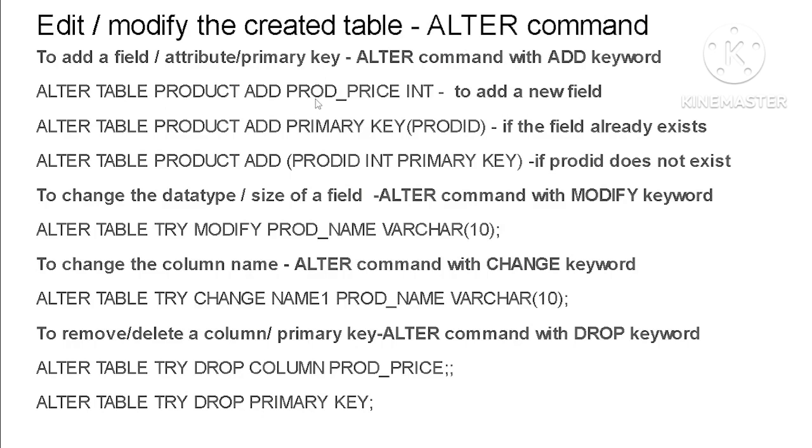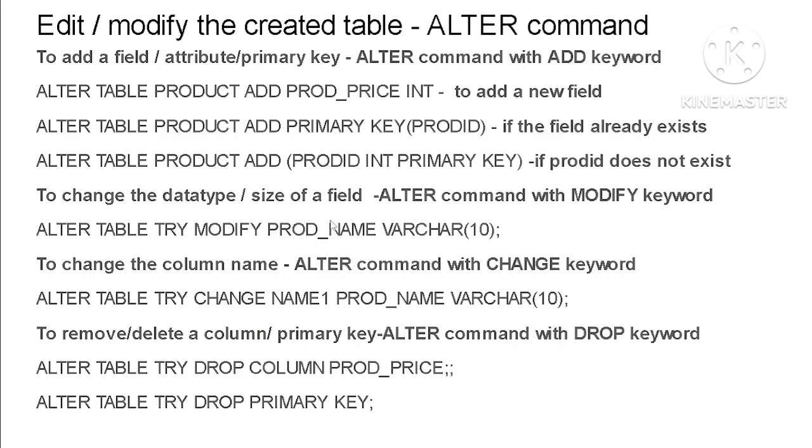Now along with alter, you have 4 important commands. What are the 4 important commands? Alter with add. How do you add something to an existing table? In case you wish to add a new field, you forgot to add a field, then you will give alter table with the add command. Or if there is a field which you want to make a primary key which you forgot to do while creation, then you can add a primary key.